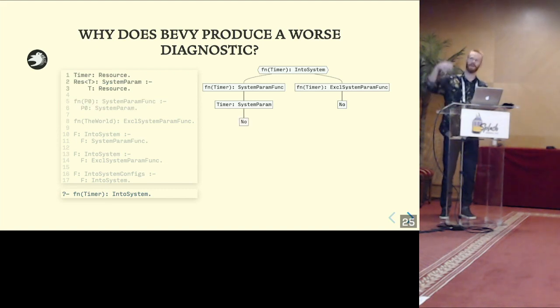If we look at the rest of the facts in our database, we see that timer is a resource, and system param is implemented for resources that are wrapped in that res, but timer itself does not implement system param, and so the answer is no. And this is why we get the type error.